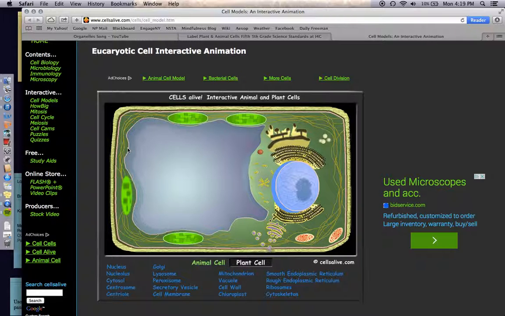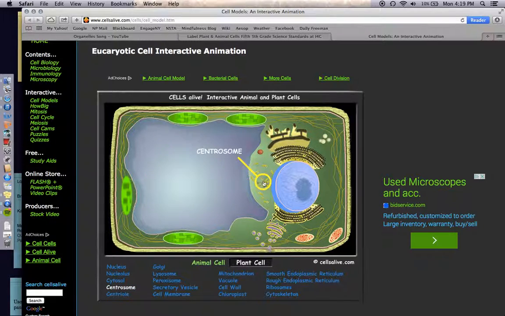The vacuole also fills up with water, and this causes the cell to become turgid, or like a balloon. If you fill a water balloon, it becomes turgid, and this leads to the plant becoming rigid and having that shape. Now, if the vacuole were to be empty of water, the plant would wilt. So there we have our vacuole.